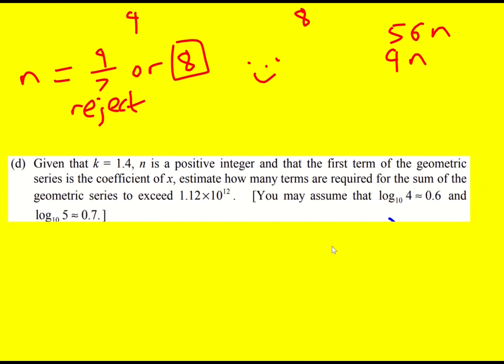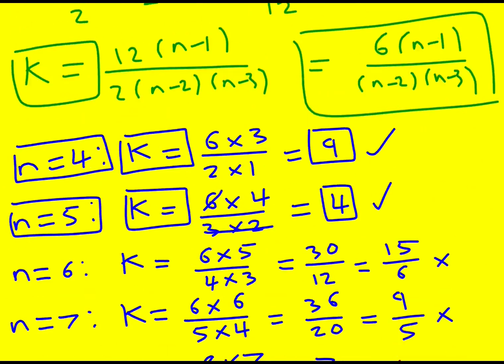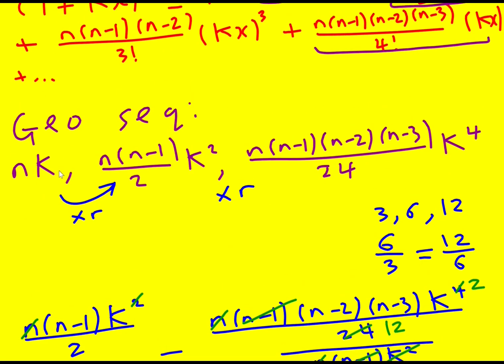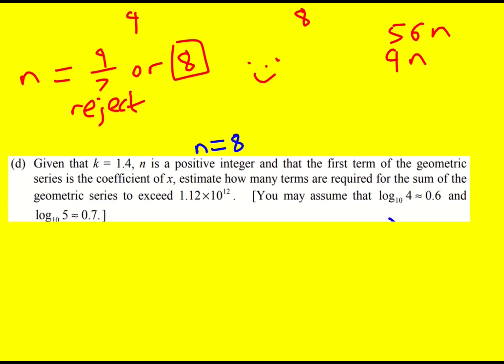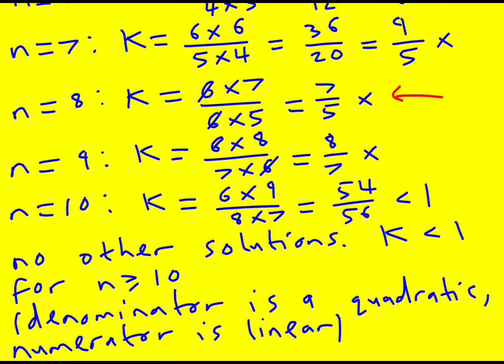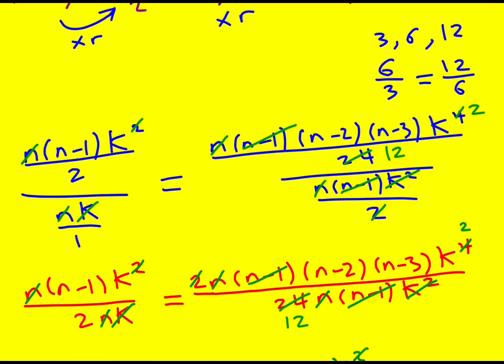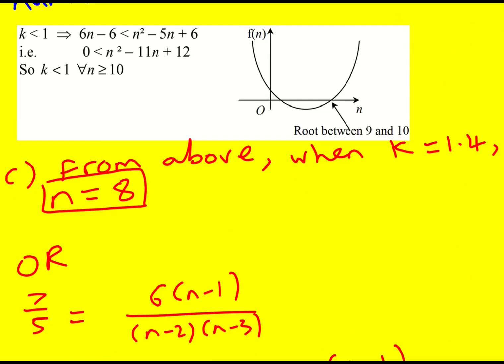So we're told that k is now 1.4 again, as we had before, and n is a positive number, and we've just shown that n is equal to 8. And the first term of the geometric series is the coefficient of x. Remember before, it's all the way back up here, that was our nk. So it's not just a term in the sequence or series, it's actually the first term. So we've got nk, and then the second term was, I've already forgotten, it was n minus 1 over 2 k squared.